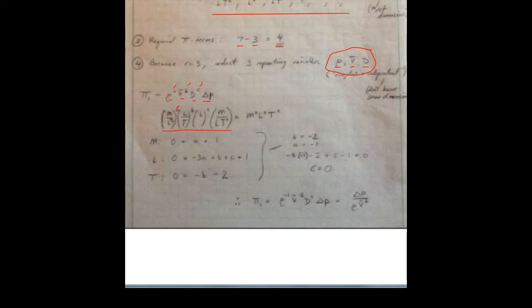Remember, these ones have the A, the B, and the C, and the non-repeating variable, in this case delta P, has no letter up here because we just leave that the way it is. The objective here is to pick A, B, and C so that we cancel out the units of delta P. So we can take it one at a time. For mass, we want to get a 0 here. So we let 0 on the left-hand side equal A plus 1.